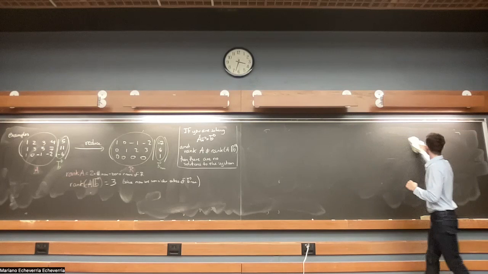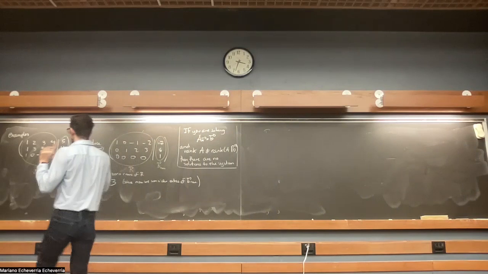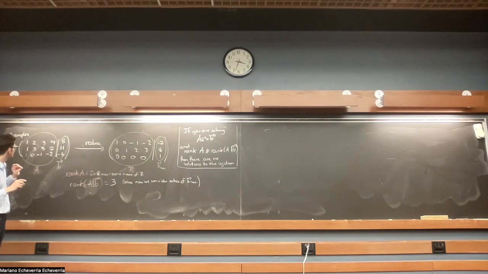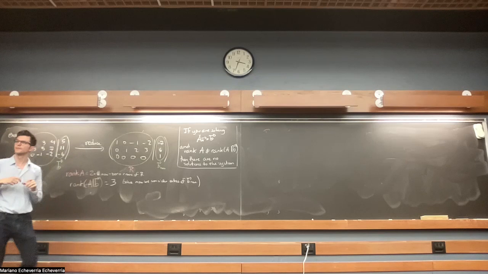Does that also imply that the nullity is zero? Well, in this case, I haven't mentioned the nullity because it was not needed. But what would have been the nullity in this case? For A, it would have been number of columns minus the rank, right? So it was 4 minus 2, which is 2. And for the augmented one, it would be number of columns minus the rank. So it's 5 minus 3, which would be 2.